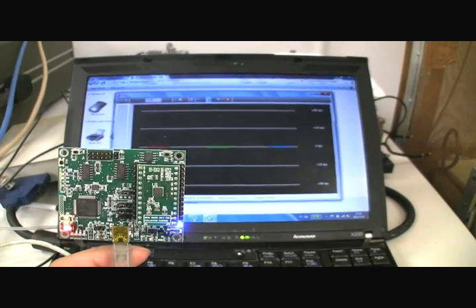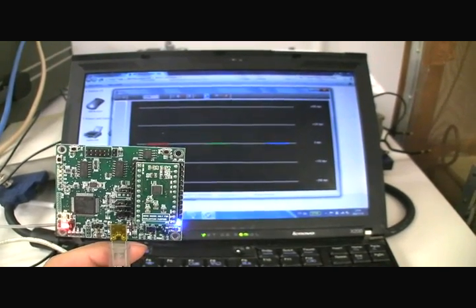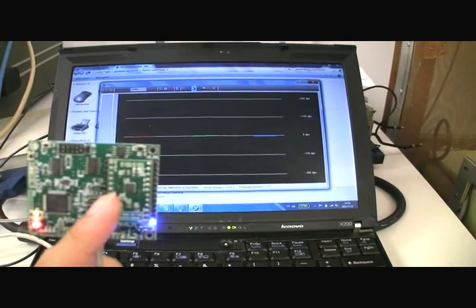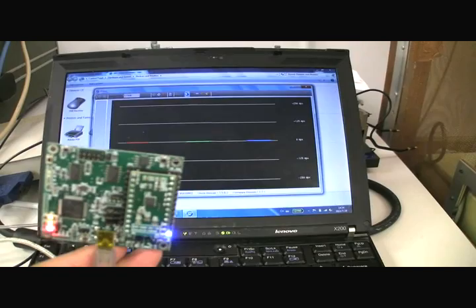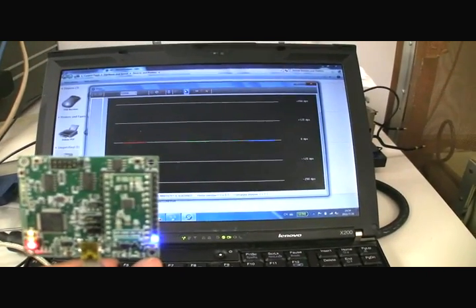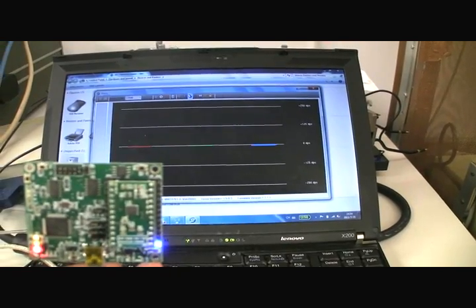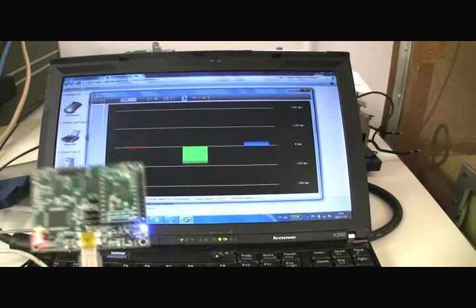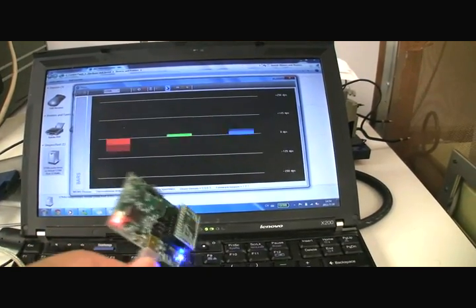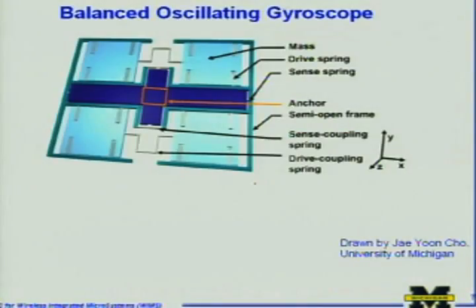So this is the evaluation board for the gyroscope in the iPhone 4, and this is the real MEMS gyroscope. It has a digital signal output, and through this board into my computer, we can see that the bar graph represents my angular velocity around 3 axes, and it is very sensitive.